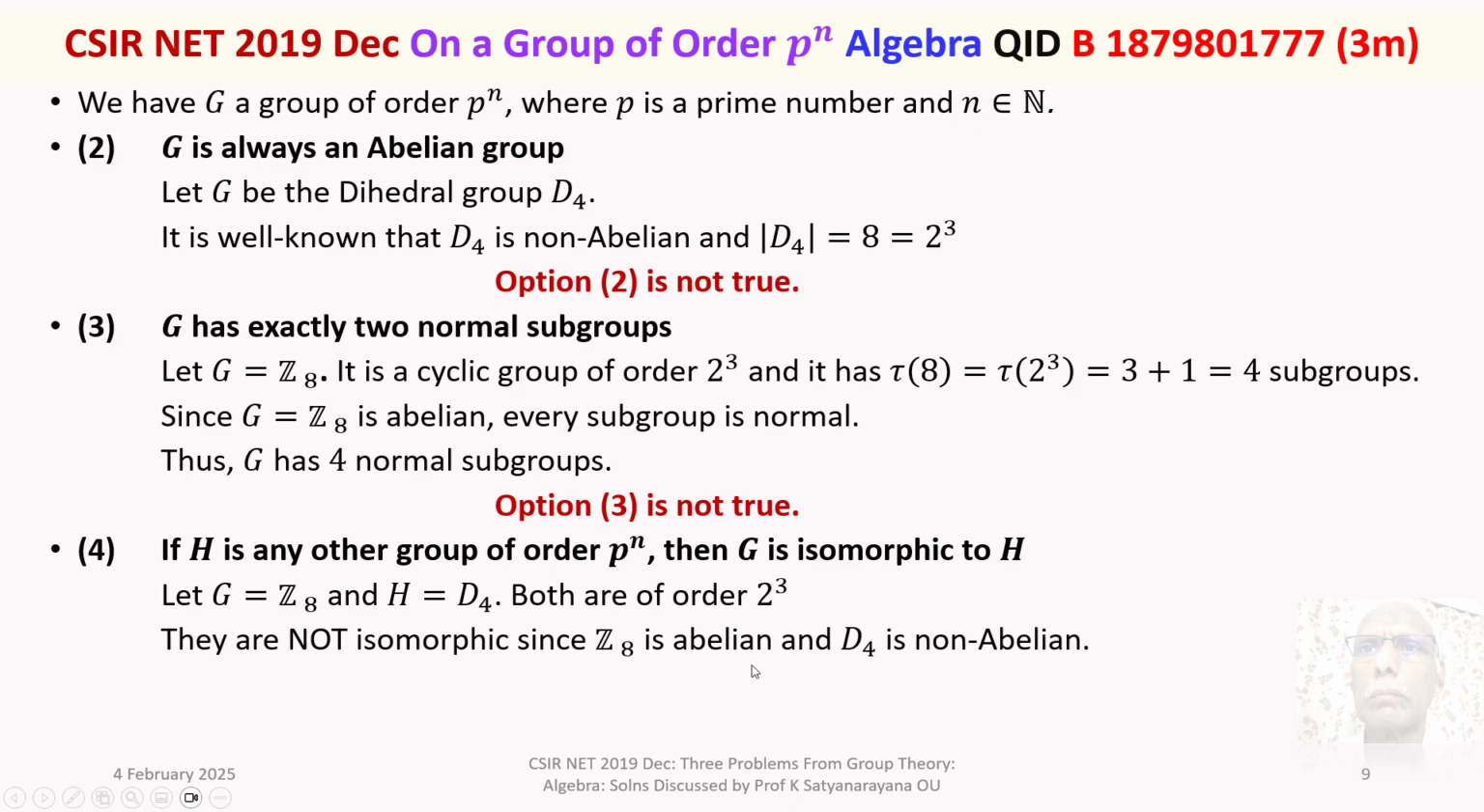Because Z8 is abelian and D4 is non-abelian. Thus, if you take any 2 groups of order p to the power of n, then they need not necessarily be isomorphic. So option 4 is not true.